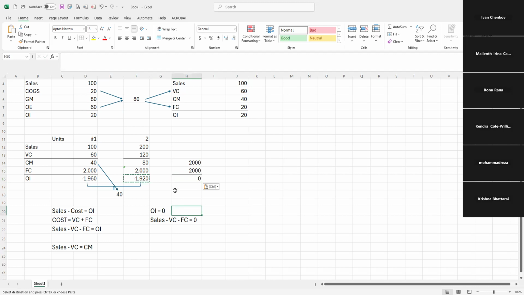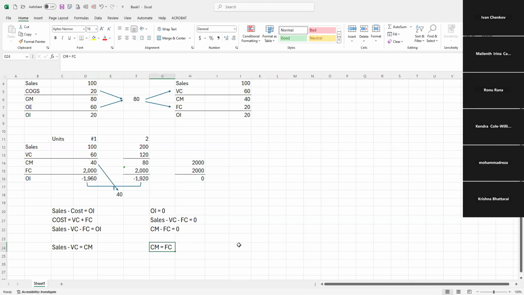Make sense? So what's my objective? My objective is, if I know that sales minus variable cost is the contribution margin, then I can substitute here. I can get the contribution margin minus the fixed cost to be equal to 0. So my objective is to get the contribution margin to be equal to the fixed cost. When I get this done, magically, contribution margin equal to the fixed cost, I'm at break even. That is your break even point.